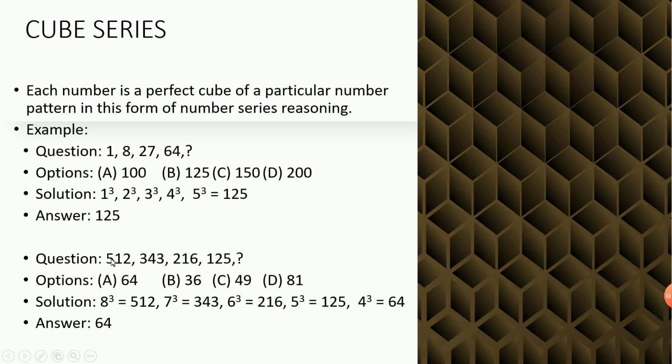Here please note that, as I said, it is coming in the reverse order. So 8 cube is 512, 7 cube is 343, 6 cube is 216, 5 cube is 125, that means the next thing would be 4 cube, that is 64. So option A is the answer here.